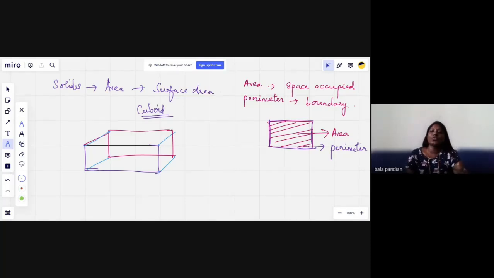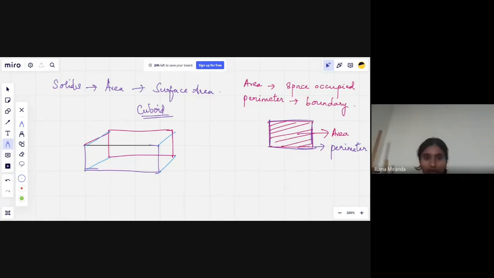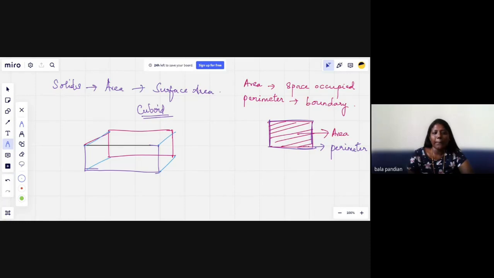How many rectangles is this cuboid made of? To make a cuboid, how many rectangles do we need? Four. Is it only four? Just imagine this cuboid box. You have one in the front, one at the back, two at the sides, and one at the top and one at the bottom. So how many rectangles are there totally? Six. Exactly. So we have six rectangles together to make a particular cuboid, right?